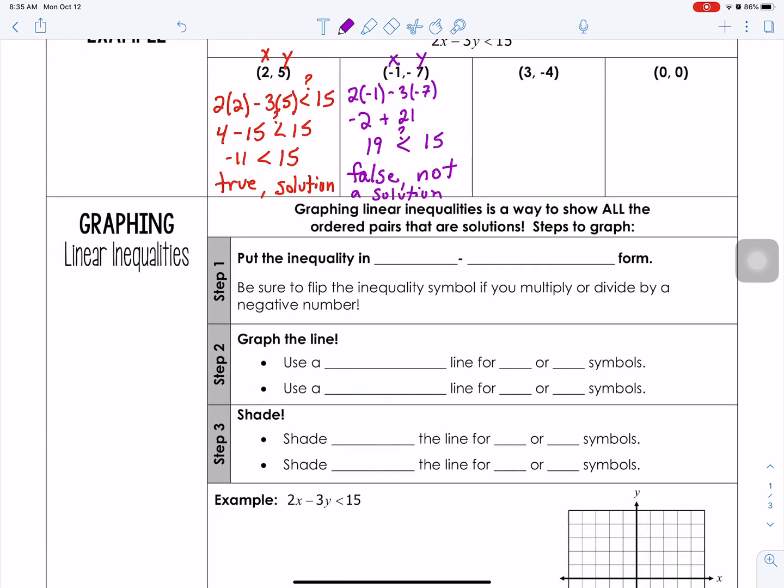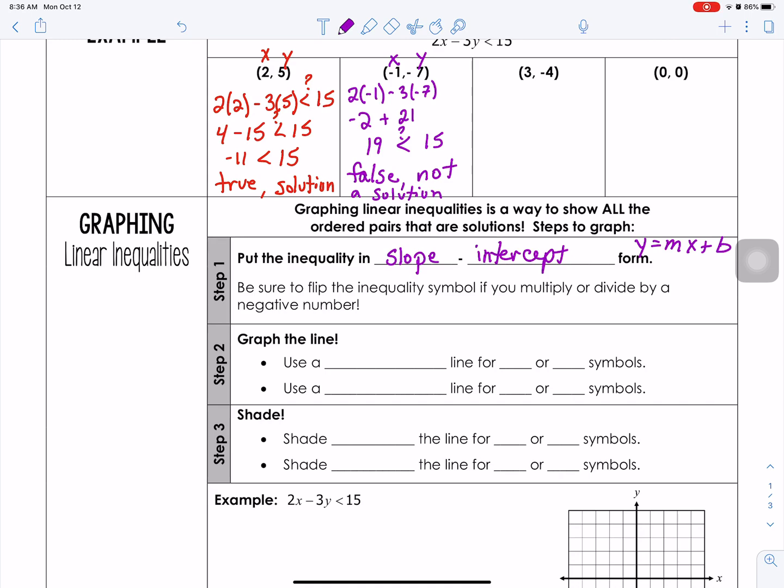When we graph the linear inequalities, the first thing we want to do is put it into slope-intercept form, just like we would with an equation. Remember, that is y equals mx plus b. And it may have been a while since you've looked with inequalities, but whenever we divide or multiply by a negative number, we have to flip our inequality. And if you're not sure why, pick two numbers, multiply them both by a negative number, and see how that sign would flip.